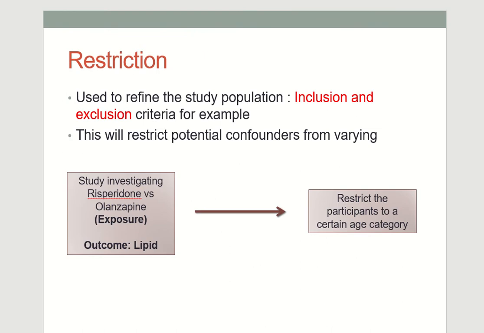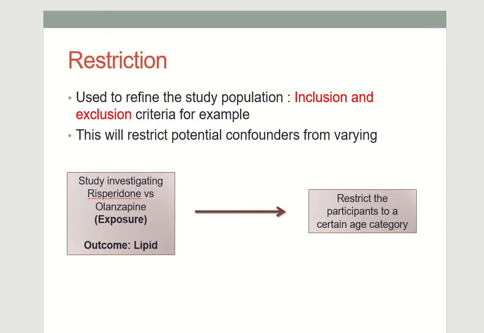The second thing you can do is restriction, and basically restriction is part of your inclusion exclusion criteria. So if you think that a variable could be a potential confounder, you restrict your study to a certain group of this variable. For example, if we go back to the example of age with risperidone and olanzapine, and the outcome being lipid, since you're worried that age might be a confounder, you restrict your study to participants of certain age. So you don't have a wide variety of age. We have an elder group, a younger group, so maybe only the elder group will be part of your study.